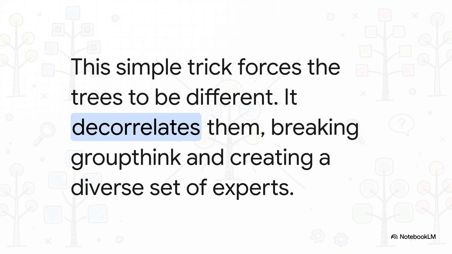Well, by hiding some of the features at every step, you force the trees to be different from each other. If that one super obvious, super strong feature isn't available in the random subset, well, the tree has no choice but to find other, more subtle patterns in the data to make its decision. This is what breaks the groupthink. It decorrelates the trees and creates a committee of genuinely diverse experts. And that makes the final vote so much wiser.